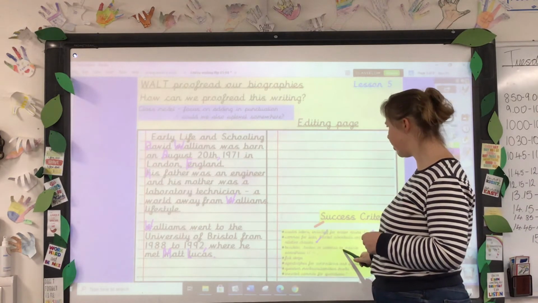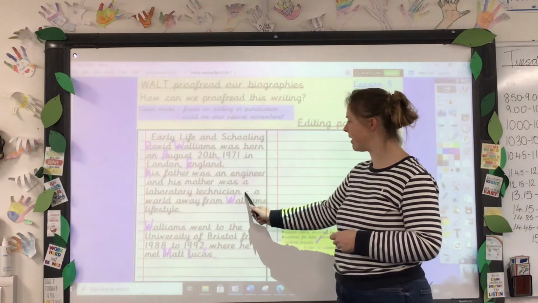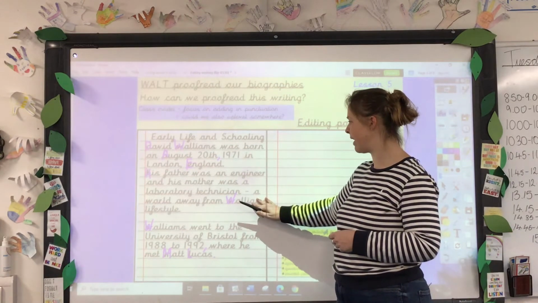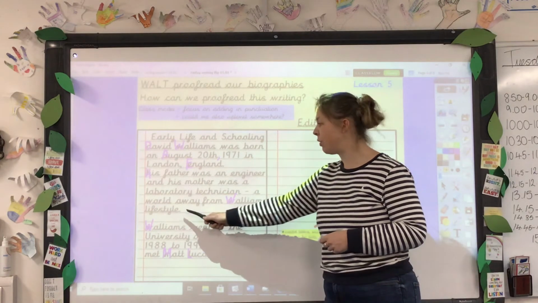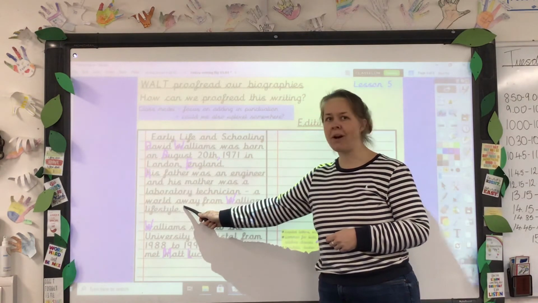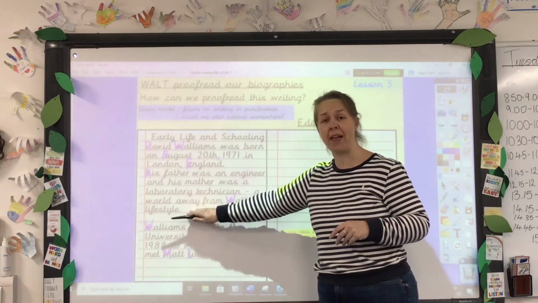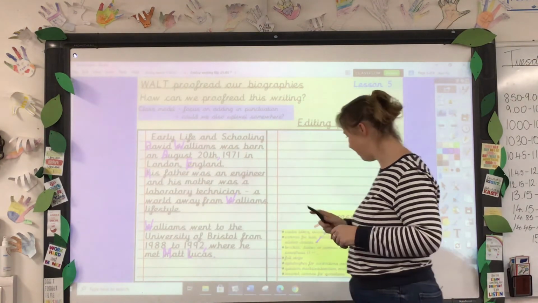Brackets, dashes or commas to include parenthesis. I've already got a dash here, so there's my bit of parenthesis, a bit of extra information, but I've already got one. Do I need a dash at the end? No, I don't, because it's not in the middle of my sentence. I need a full stop there, just a single dash.